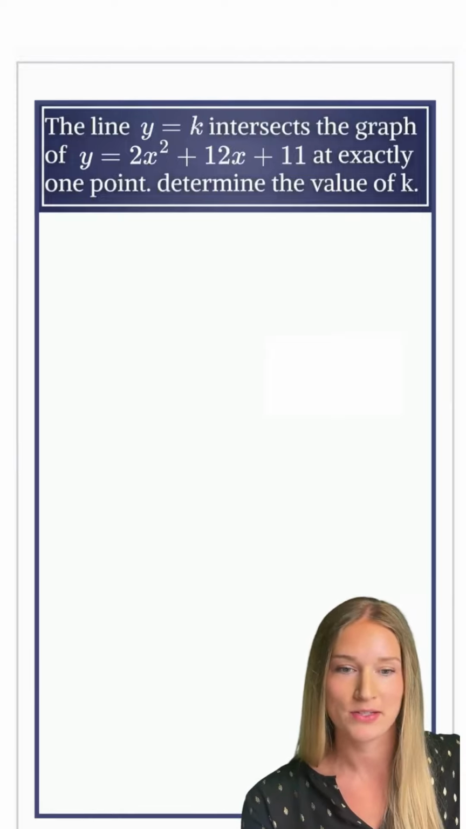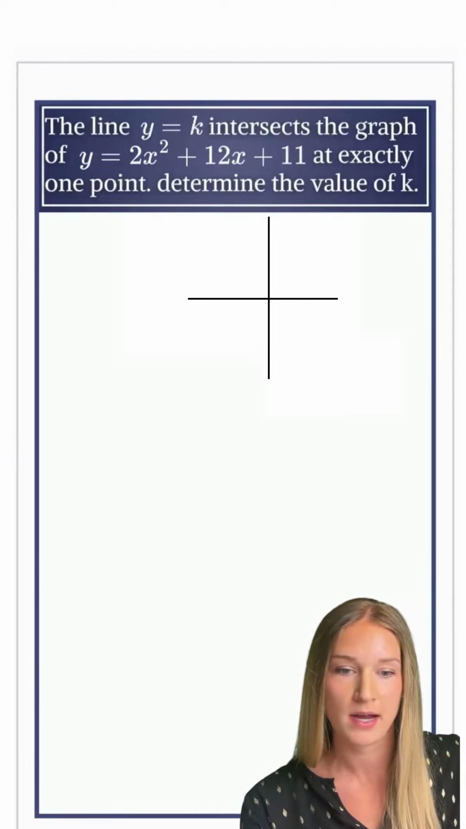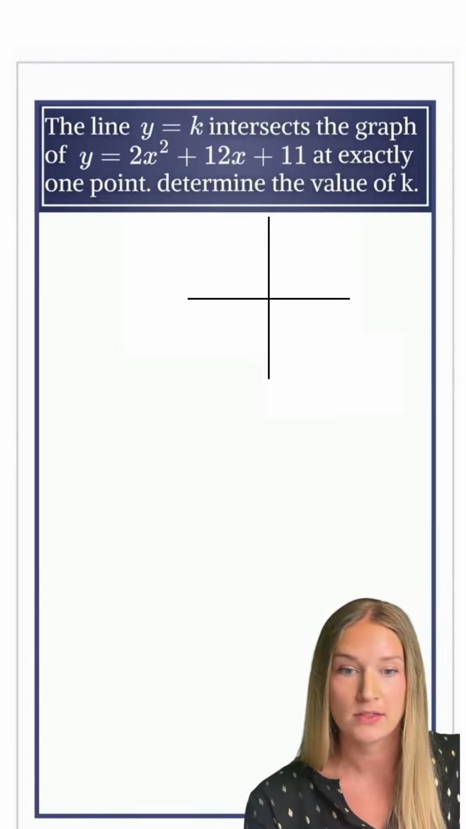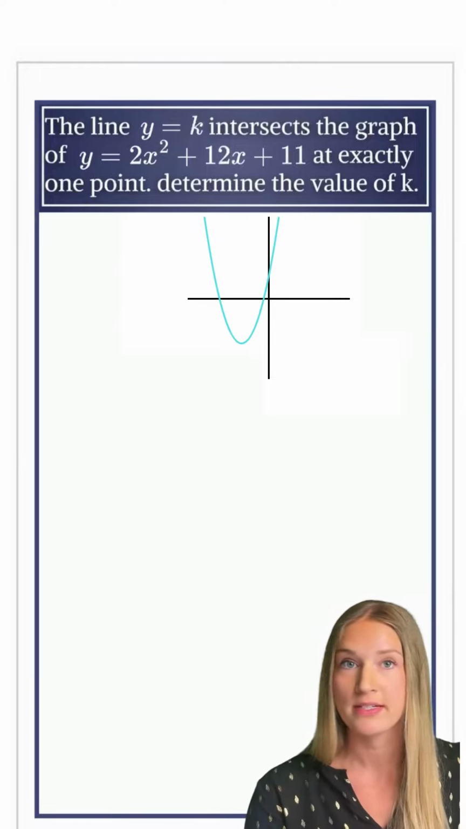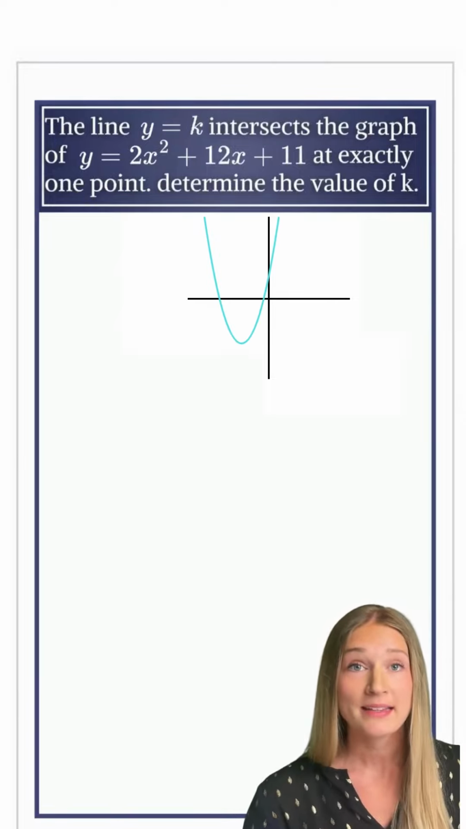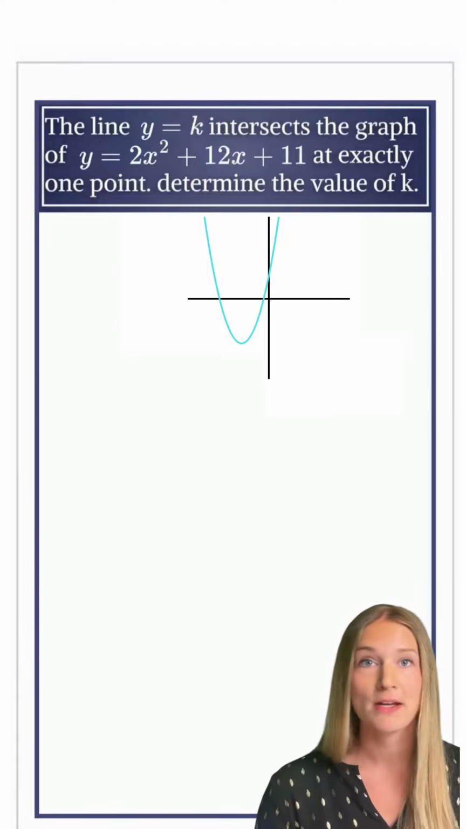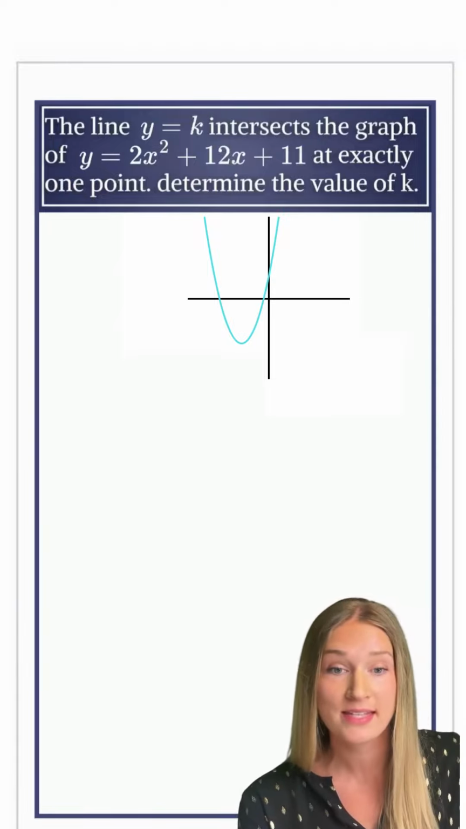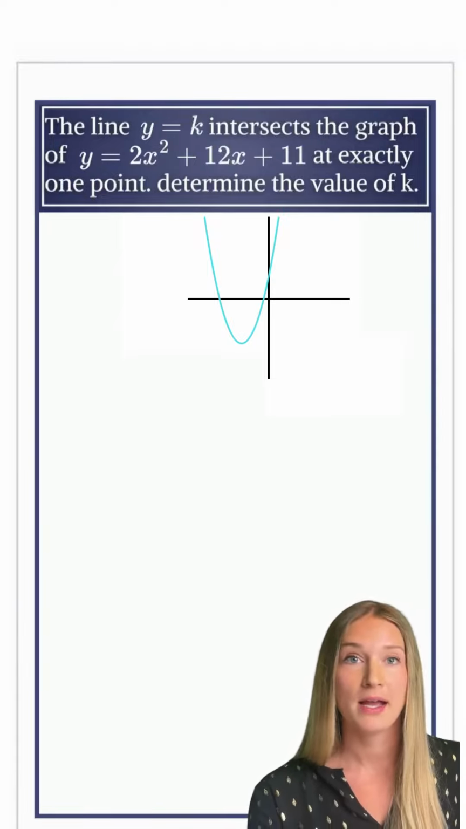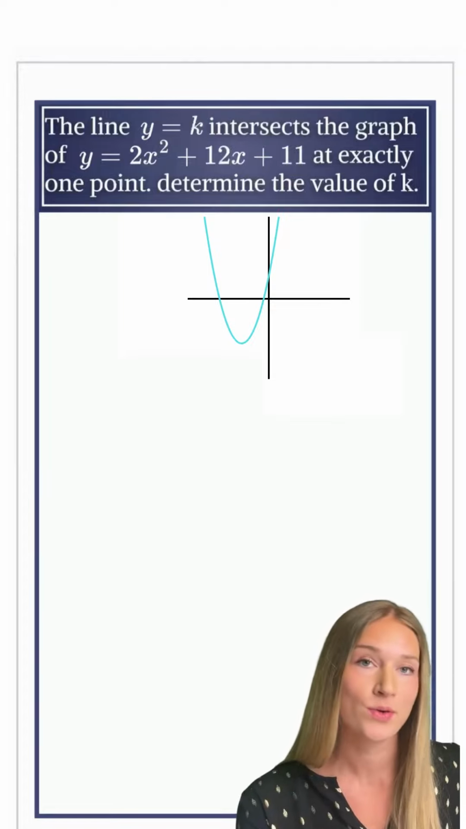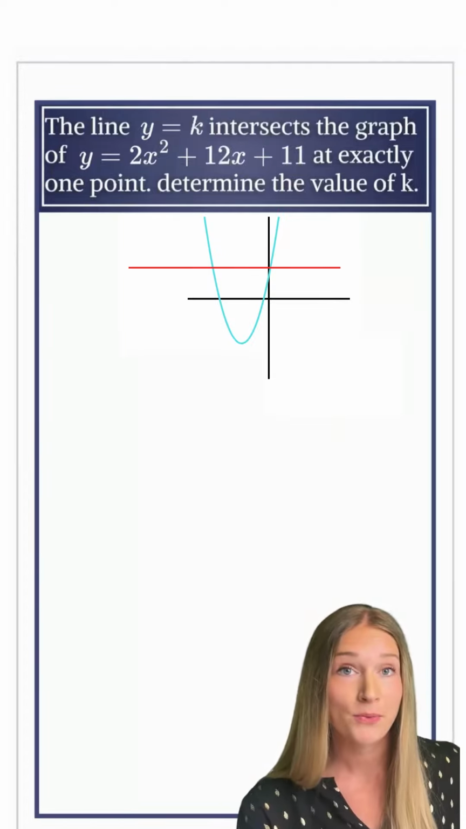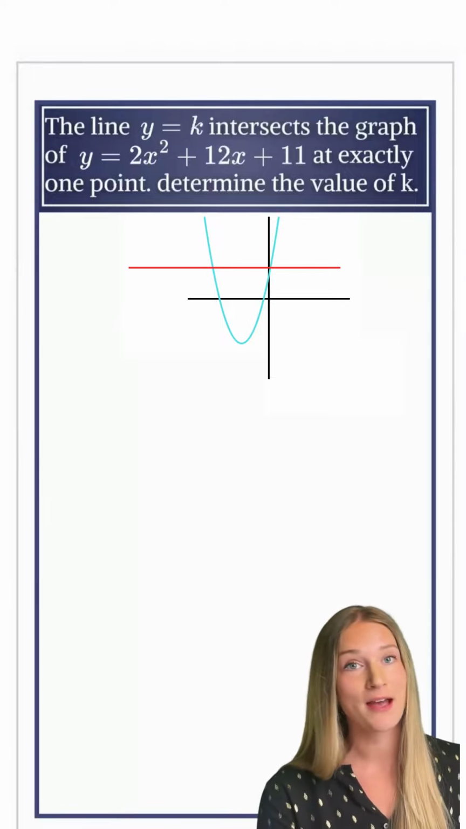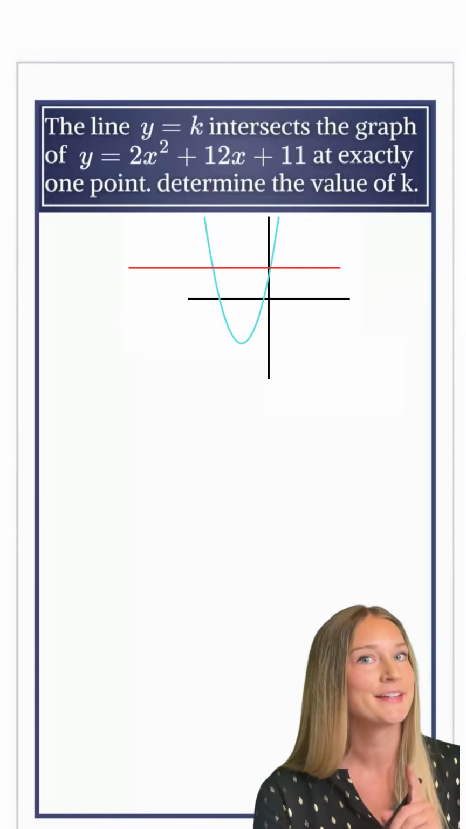So let's think about this for a second. We have the graph of a parabola, and it might look something like this. We don't know, we haven't gone through and found any zeros or the vertex or anything, but I at least know that it faces up. So my graph might look something like this. And then second thing I know is that my linear equation is a horizontal line, which maybe looks something like this. However, we were given the condition that these graphs only cross one time.